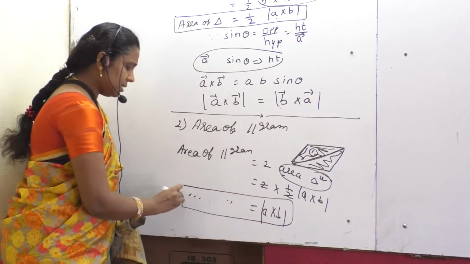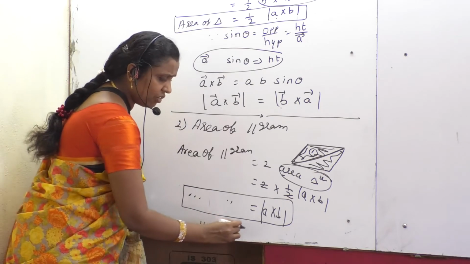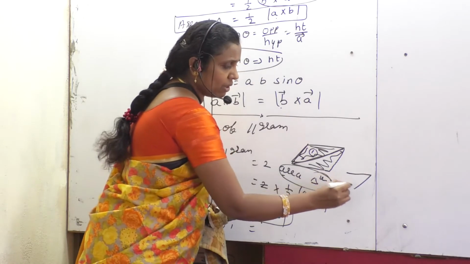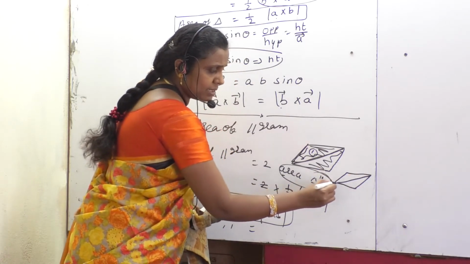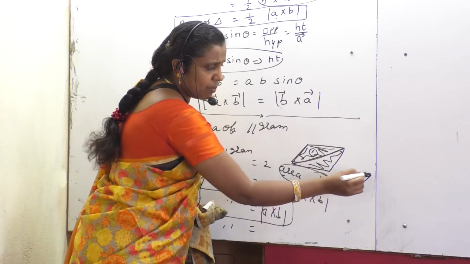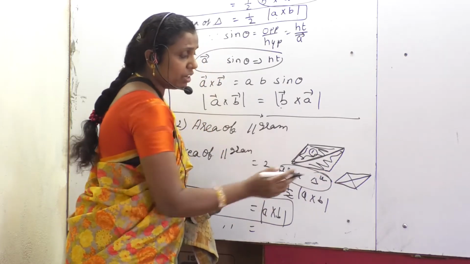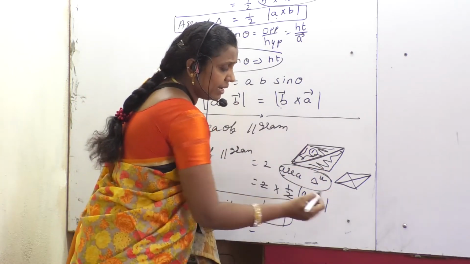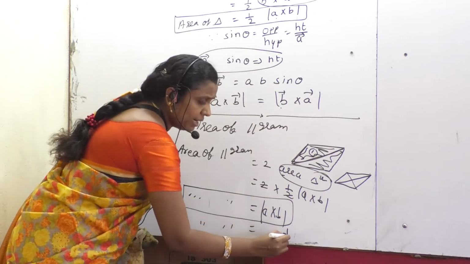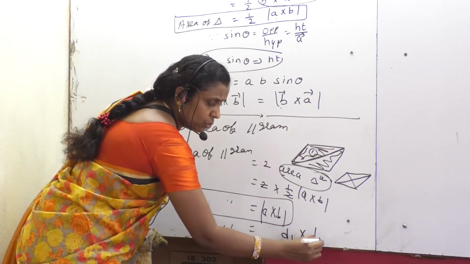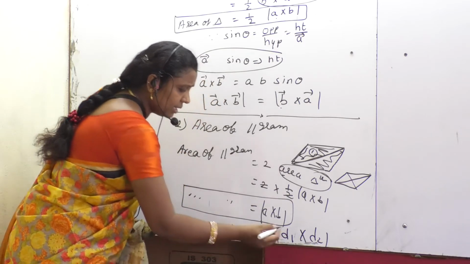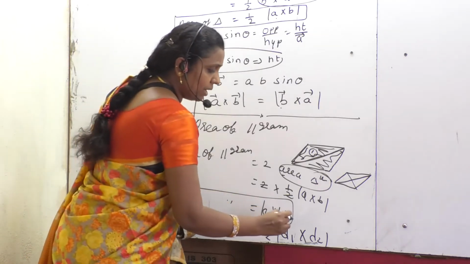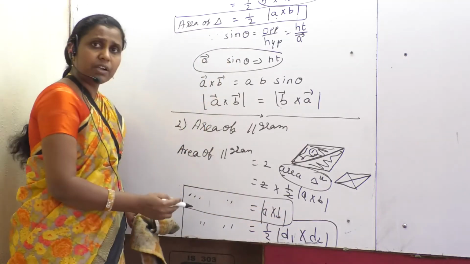Got it? So with this, let me make you understand one more formula, area of parallelogram if diagonals are given. What do you mean by diagonals? So if this is your parallelogram, the diagonal is the line which touches the opposite vertices. How many diagonals are existing in parallelogram? Two diagonals. If diagonal 1 and diagonal 2 are given, then we write diagonal 1 cross diagonal 2, and its half of the modulus is nothing but the area of the parallelogram. So there are two formulae.